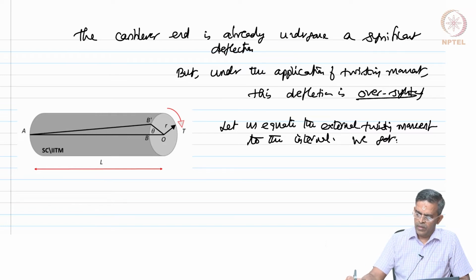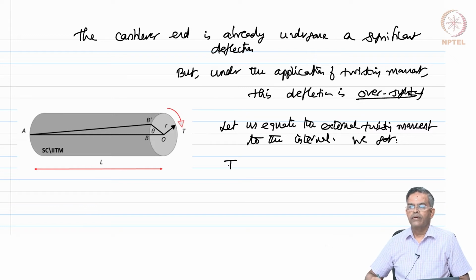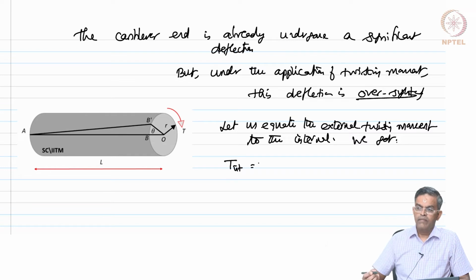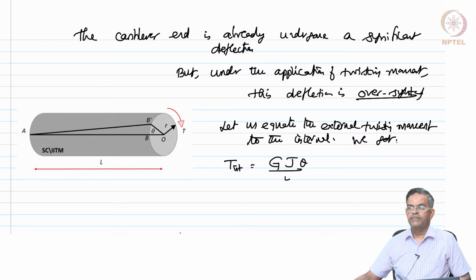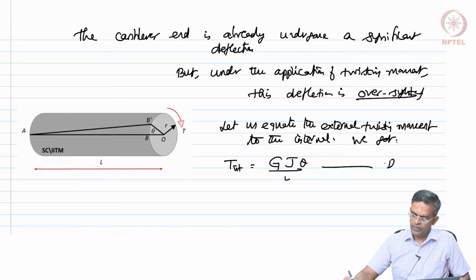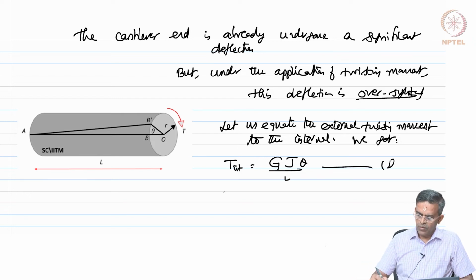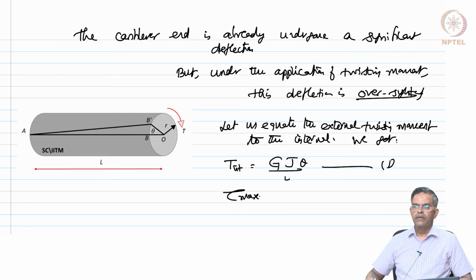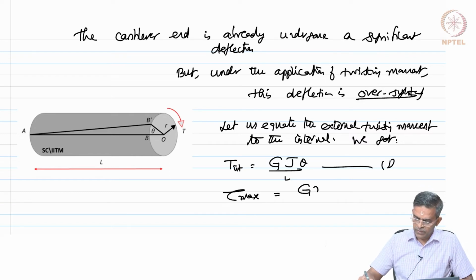Okay, we get the following: T internal will be G J theta by L. We will equate this to external because equation number 1. So, now tau max is G r theta by L, it's a standard expression.